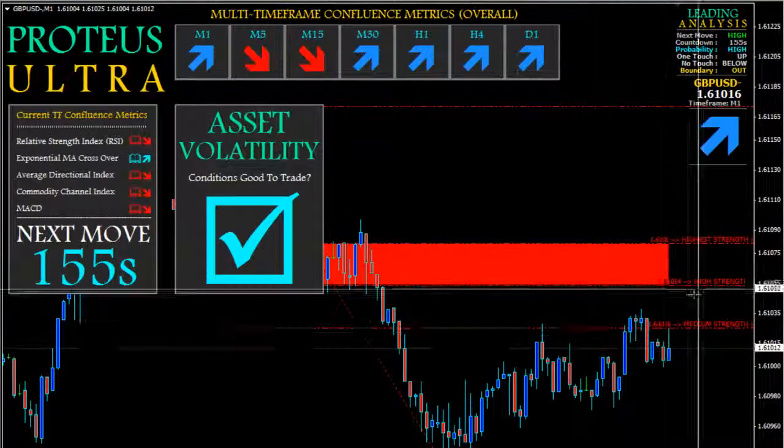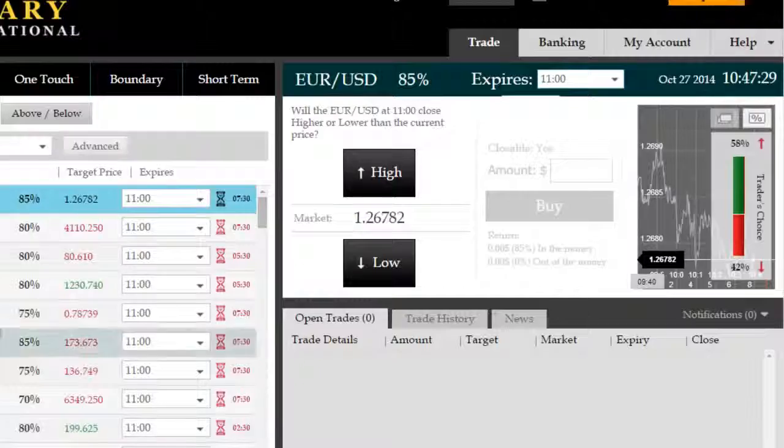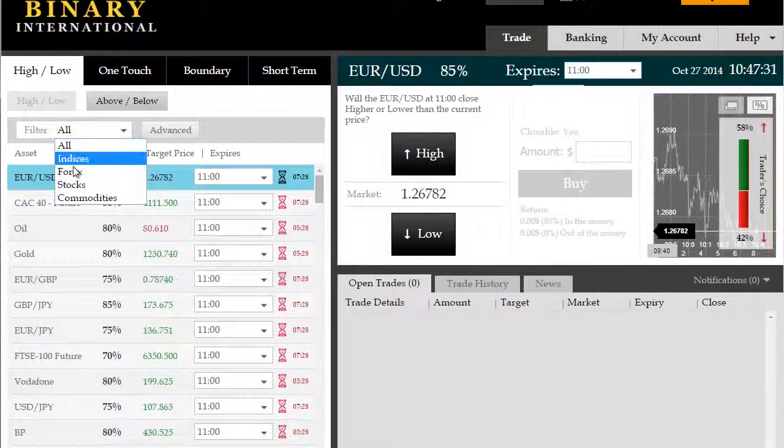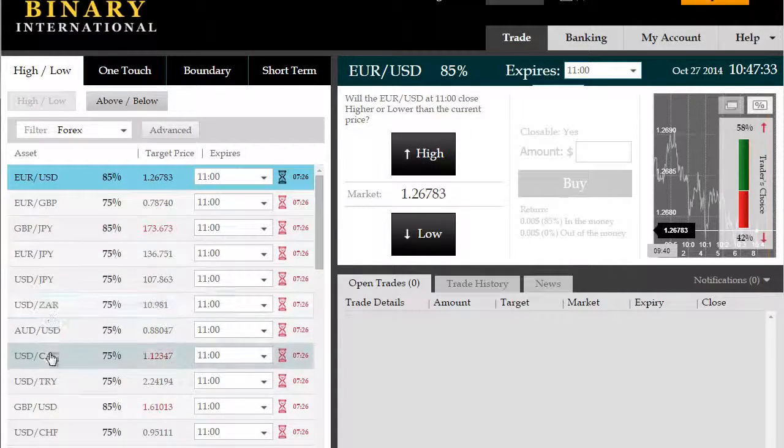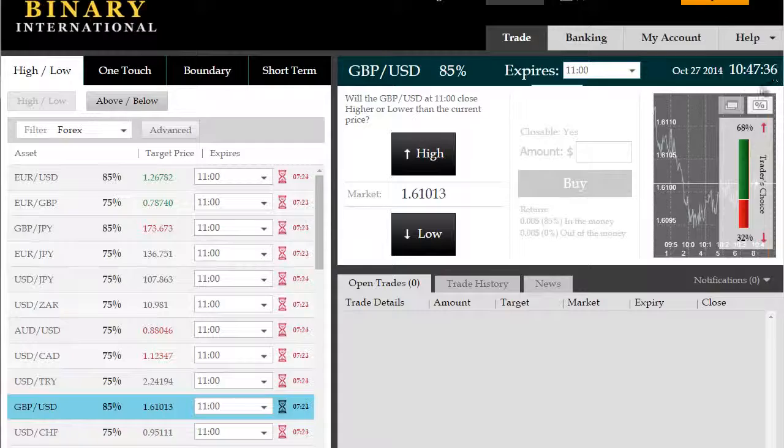M1 has just turned long, and the leading indicator on the right-hand side has also just turned long, indicating a future fairly high probability long movement. So we're going to go over to the GBP USD.